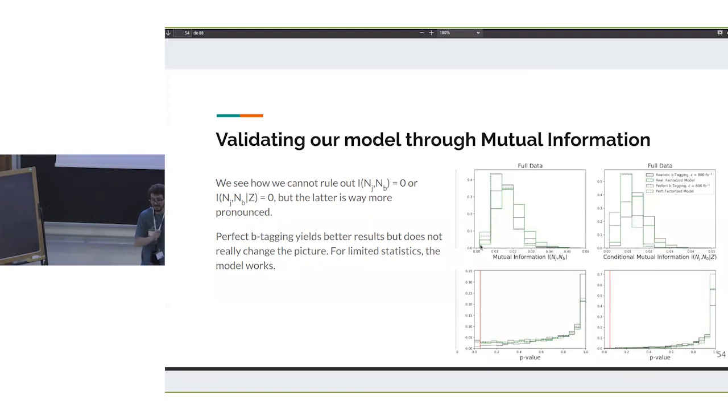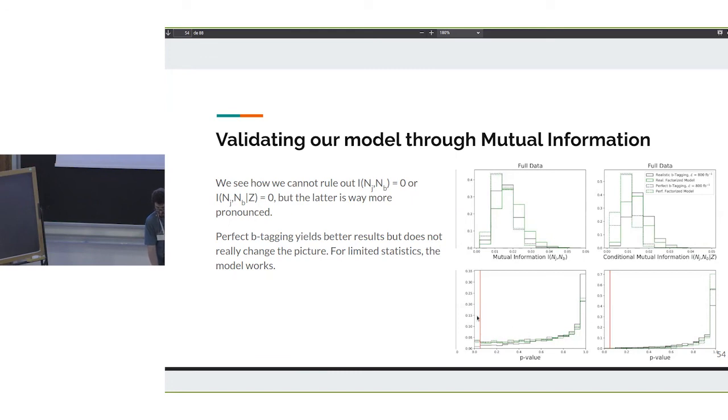And from this, we can get the asymptotic distribution of the test statistic of this mutual information, and we can see how it behaves when the hypothesis is true and when it isn't, and whether we can tell apart the two distributions. So it's more of a frequentist analysis in that sense than a Bayesian analysis. So what we see here is that for current luminosities, we cannot rule out either possibility. That is, if you look at these distributions, the p-values are really tilted towards high values.